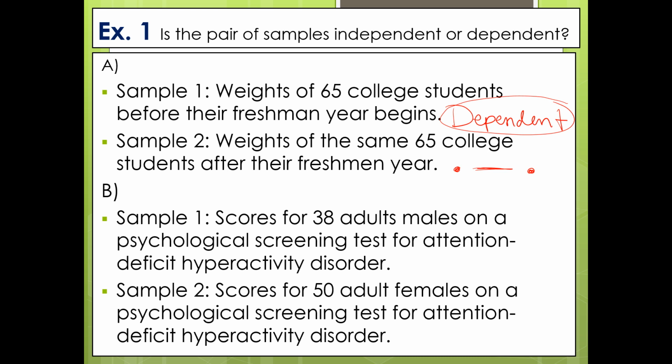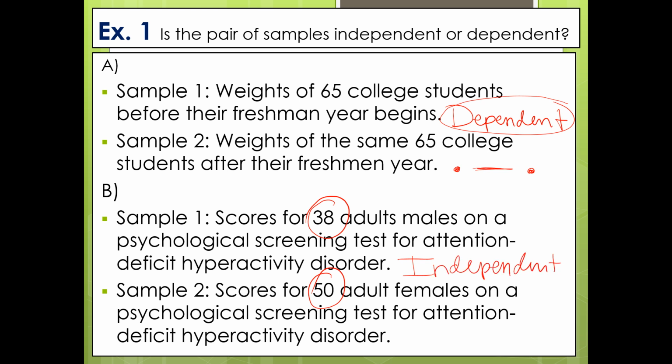So if you think about that, it's not saying, oh, we took brothers and sisters, or, oh, we took these males before they took a drug and after. It's totally different people coming from totally different places. Maybe we don't really know much about them, but the big key here is that we have 38 in the first one and 50 in the second one, and there's no relationship between the people in the first sample and the second sample being discussed. So these are obviously not matched in any way or paired in any way. So these are independent. Okay?